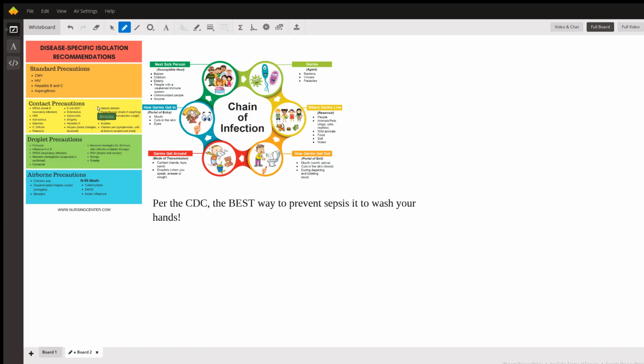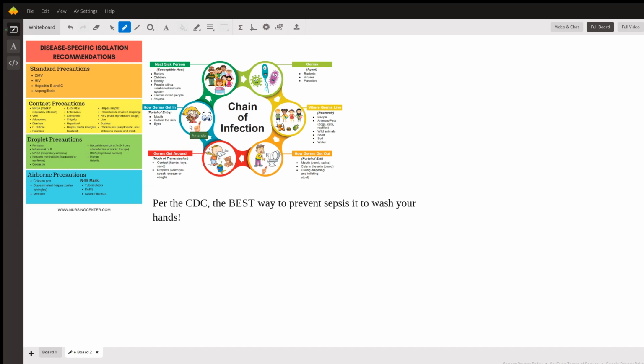Now, there are contact, droplet, and airborne precautions, however, which are used in addition to standard precautions. And these we call TBPs, transmission-based precautions, where we have to don extra personal protective equipment, such as gowns, gloves, and mask. This is when we know what pathogen they have and we know how it's transmitted. So it's based on how it's transmitted. Is it based on contact, like indirect contact where we touch something, or is it based on breathing in through the air, so they cough or they sneeze?